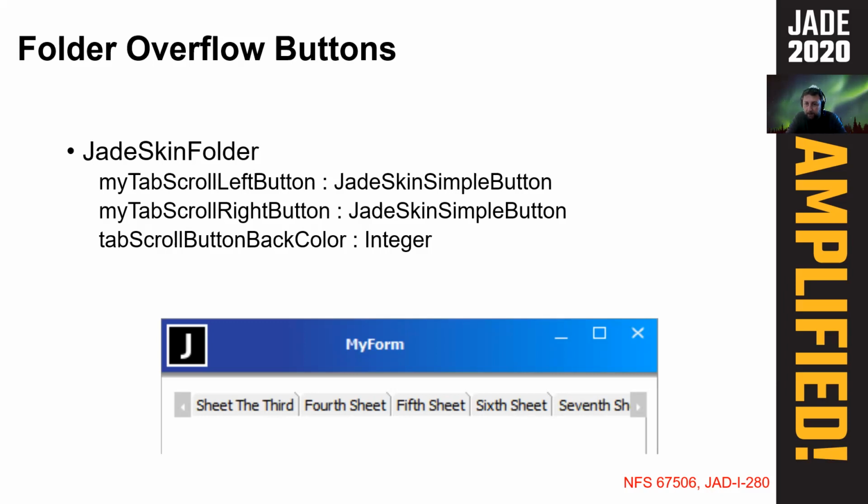The buttons can now be skinned, and the JADE Skin folder class has a few new properties. They're pretty self-explanatory. The left and right buttons are of the type JADE Skin simple button, and the back color is by default set to the system color. So we'll use the background color of the parent. And again, the JADE Skin maintenance dialog has been updated to allow you to set this button skin there.